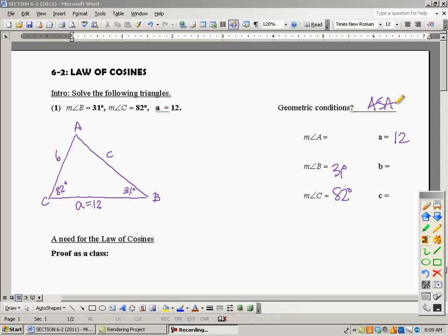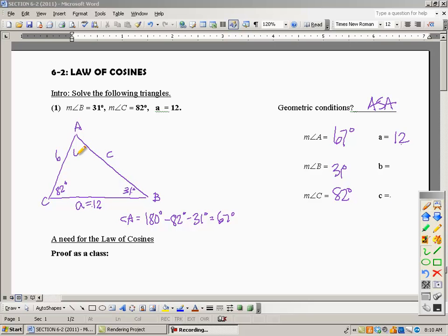So where do I want to start? Angle A, I can do 180 minus 82 minus 31. I end up getting 67 degrees for angle A. Now, as I look at this, angle A is the middle angle, so this should be my middle length of 12, which means side C should be bigger than 12, and side B should be less than 12. And that's kind of the mindset as you go through. If you're getting answers that are different than that, then we probably did something wrong.